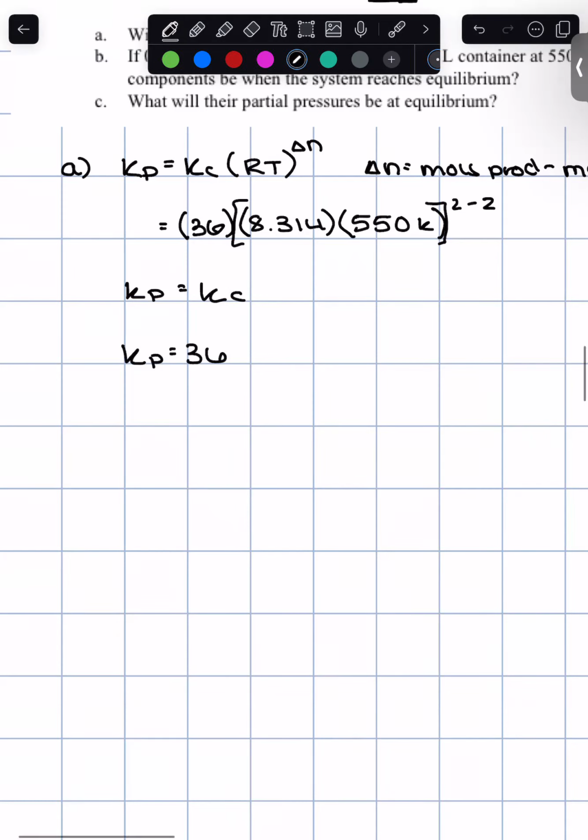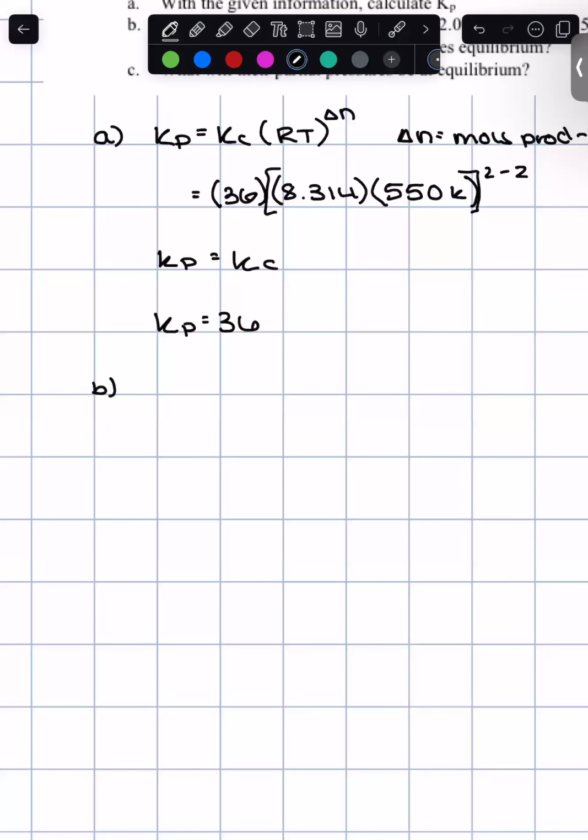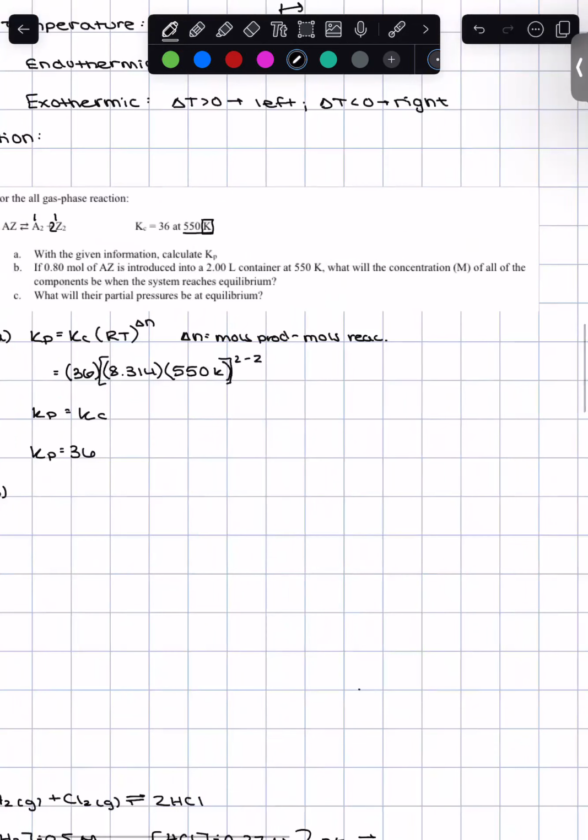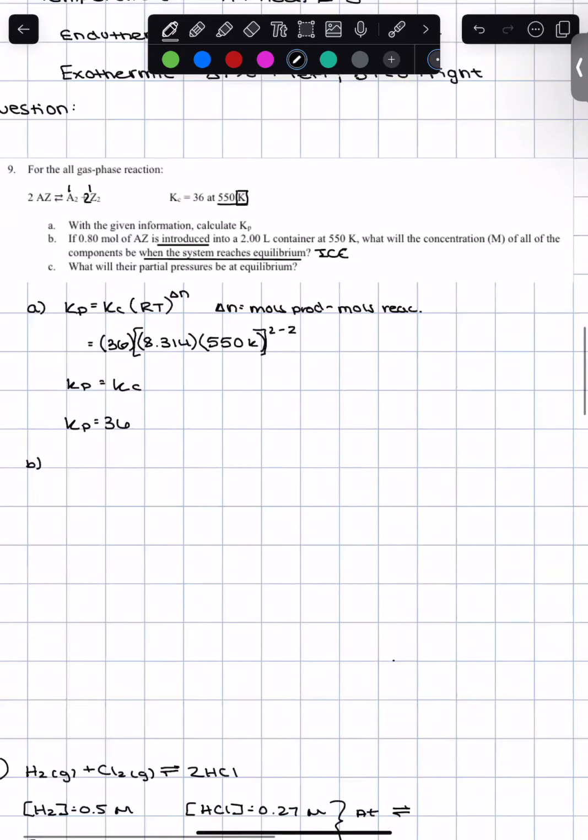All right. Part B is asking if 0.8 moles of Az are introduced into a 2-liter container at 550 Kelvin, what will the concentration be of all of the components when the system reaches equilibrium? So, big thing here. We see that something is being introduced, and we're asking for it at equilibrium. That is indicative of an ice table. So let's get into it.